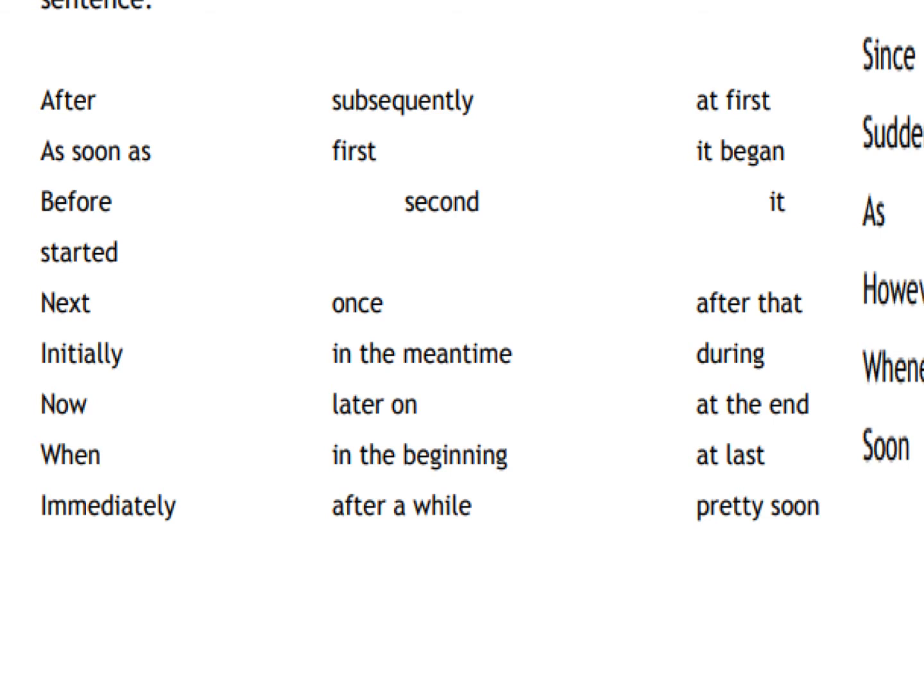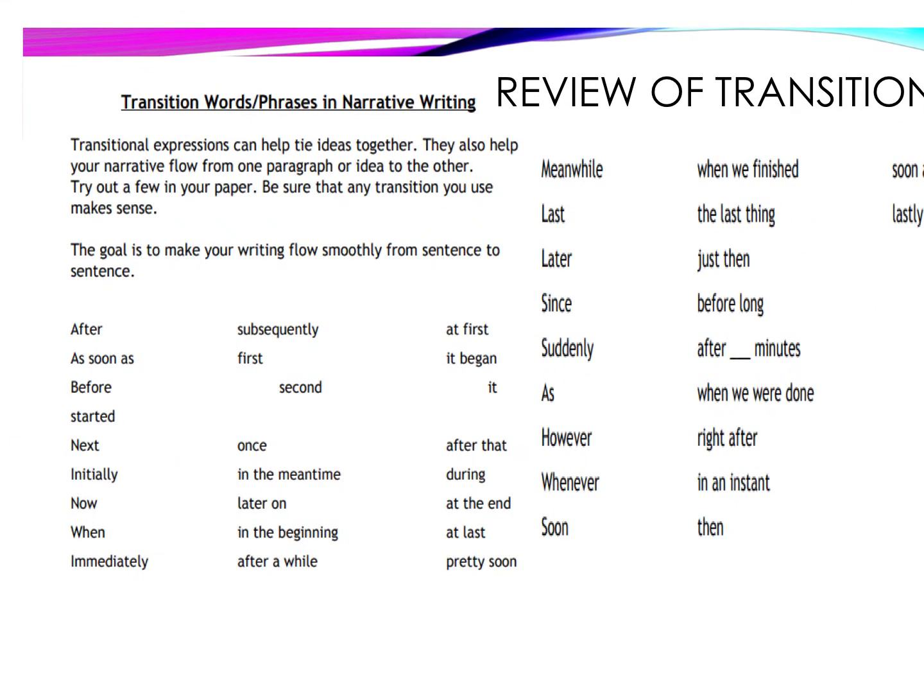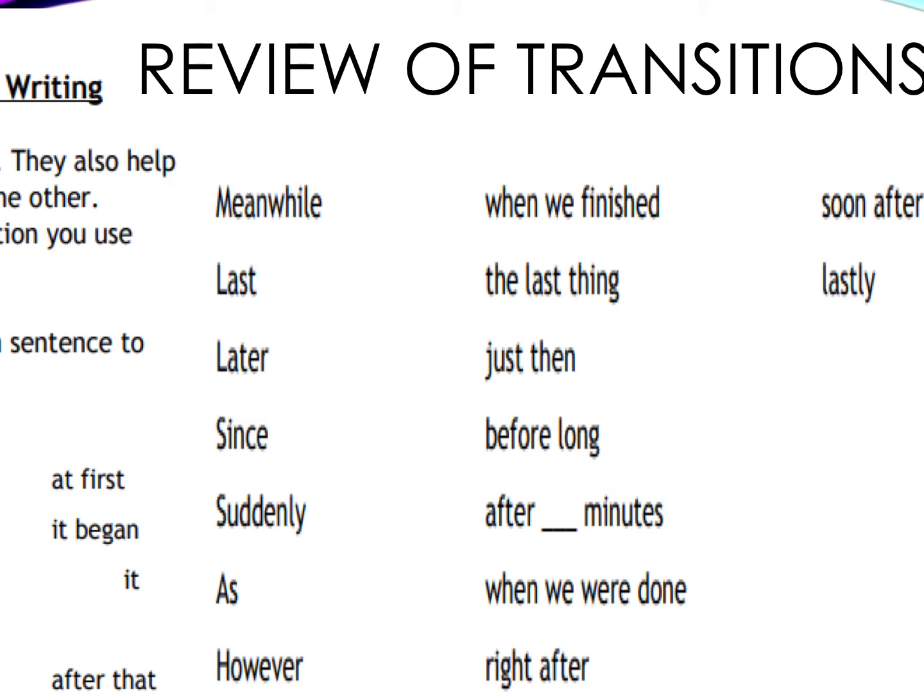Once, in the meantime, is really a good one. Later on, so you could do later on instead of second, in the beginning instead of first. Okay, that would be much stronger. Meanwhile, okay, that's if something's in the middle. Meanwhile is a really good transition for the middle of a paragraph or a second body paragraph. Okay, last is in the same category as first and second. It's okay, you'll get points for having it, but it's not a great transition word. When we finished, or in the case of the prompt, when I finished, would be better. The last thing still has last in it, but it's better than last.